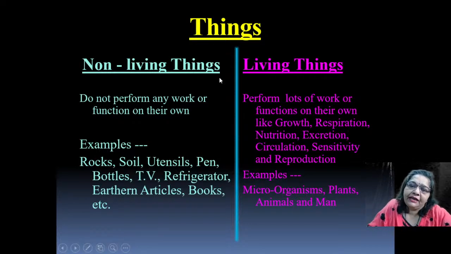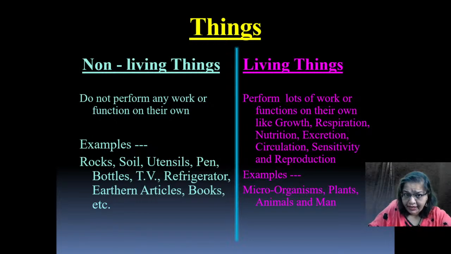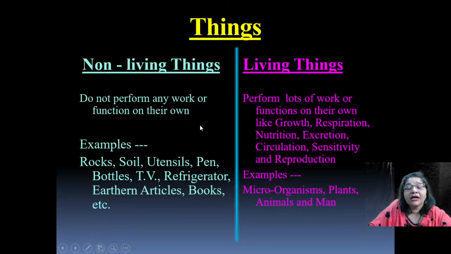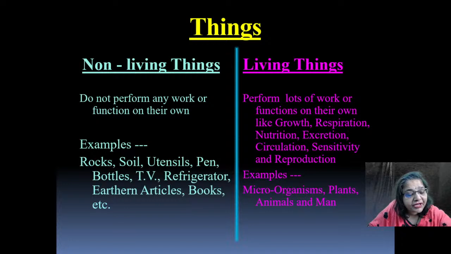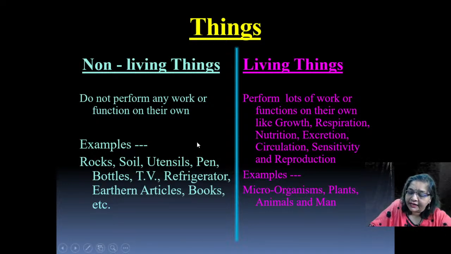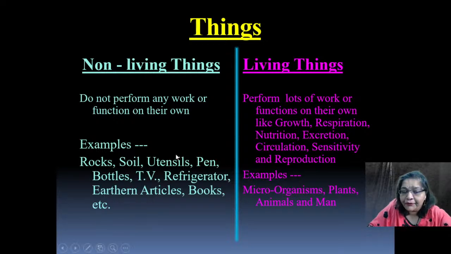Now you must be seeing that certain objects, certain things which are not performing any function, any work, like rocks, soils, certain utensils in your houses, pen, bottles, your books, TV, that is television, refrigerator, earthen articles like earthen pots, crockeries, books, etc. Now, all these, they do not perform any kind of work on their own, right? That is why they are called non-living things.